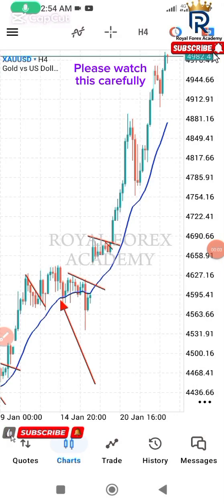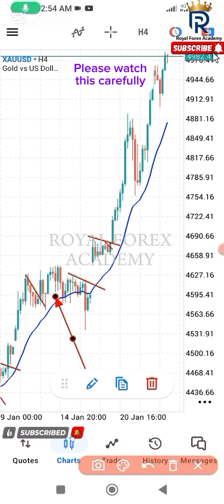Now I want you to watch this carefully. From our previous video and from that analysis, price was at this zone. This is the last point where we were having price in that video. So when you watch this, you see exactly how price behaved afterwards.